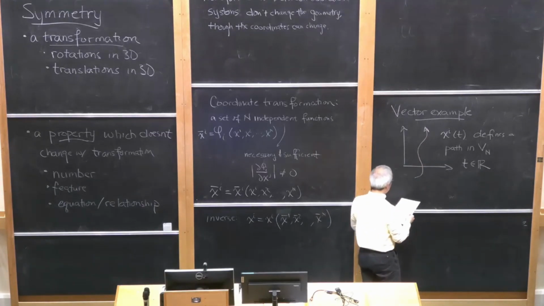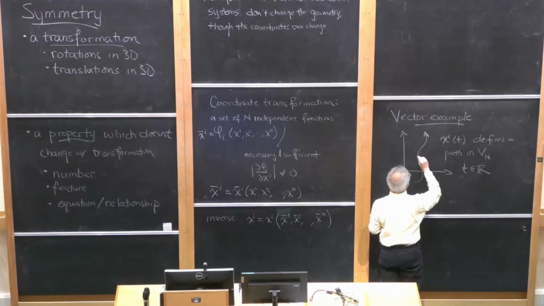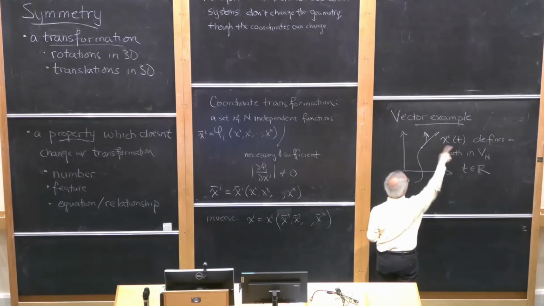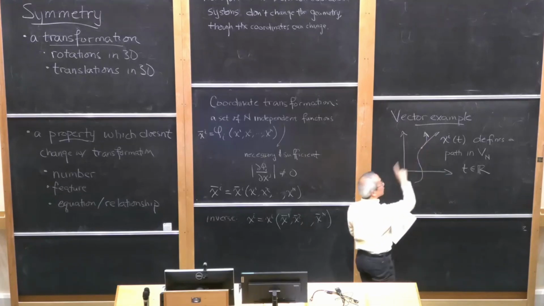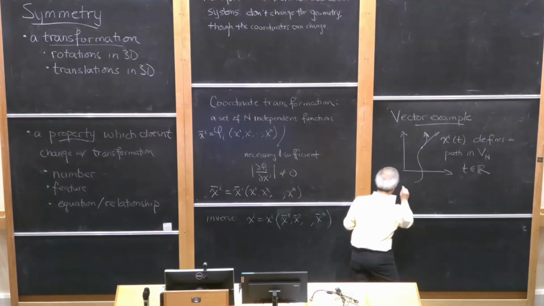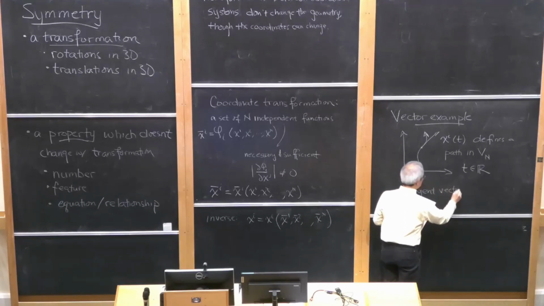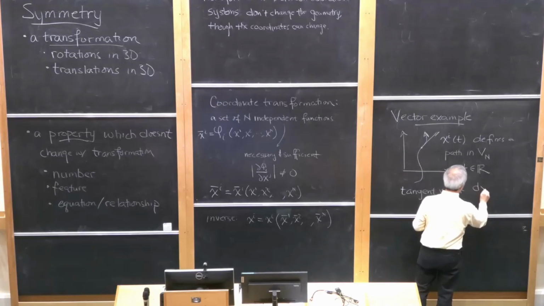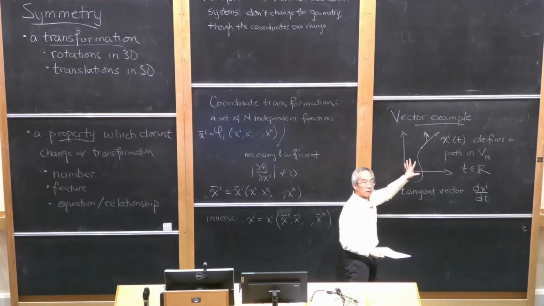And let's say we want to calculate the tangent at this point, or at any point along, for any value of t. We want to calculate the tangent here. So the tangent now is actually a vector, right? Let's write that down. So we have a tangent vector, and that is simply going to be dxi/dt.